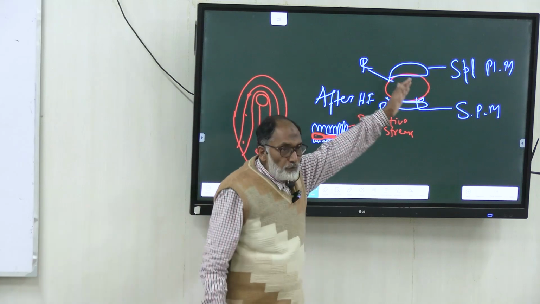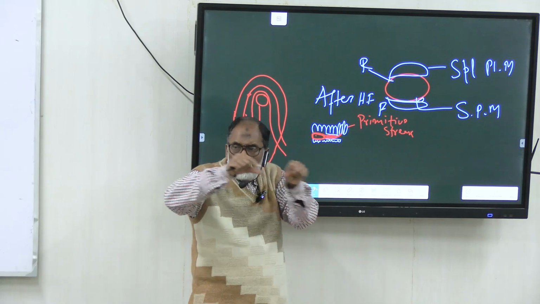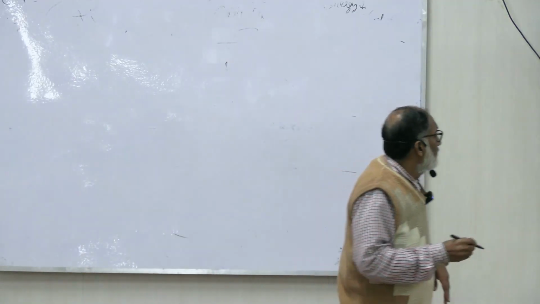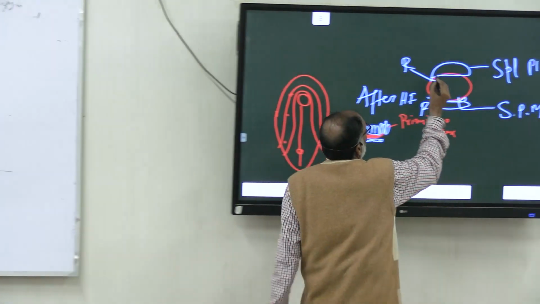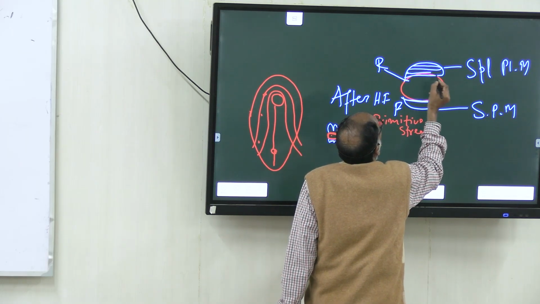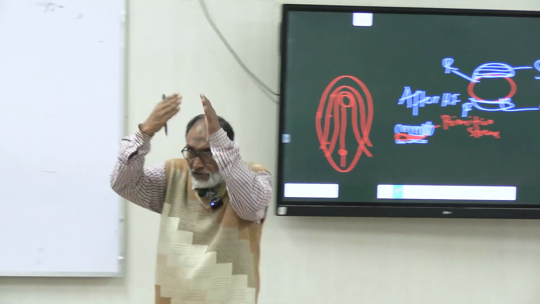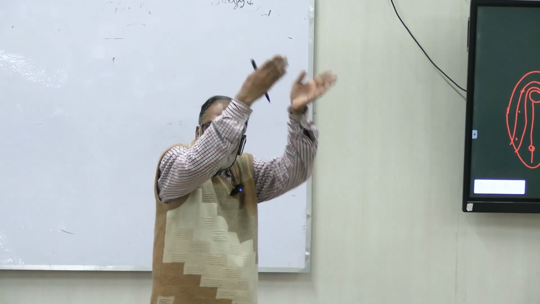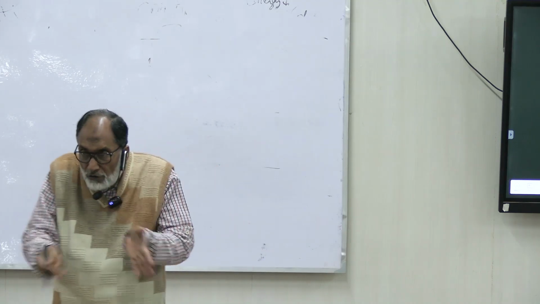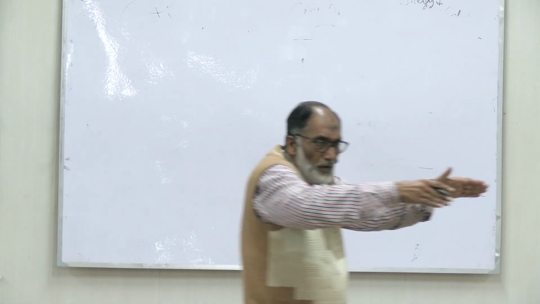Now here will develop, this is the splanchnopleuric mesoderm. Here two endothelial tubes will develop like this. Now they will invaginate from above downwards into the pericardial sac, and the pericardial sac will gradually cover it, and that pericardial sac will ultimately form the pericardium.